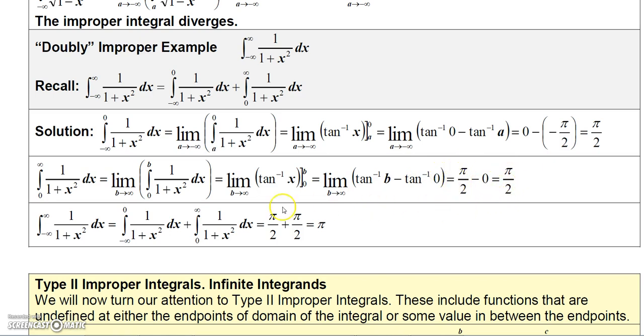Well, then, as I said, the result of the integral from minus infinity to infinity would just be the sum of these two integrals, and the sum of these two integrals is just pi over 2 plus pi over 2, so now your answer is pi. Okay, so that's how you deal with these limits that approach infinity. And in the next example, I'm going to show you the type 2 improper integrals that actually have infinite integrands.